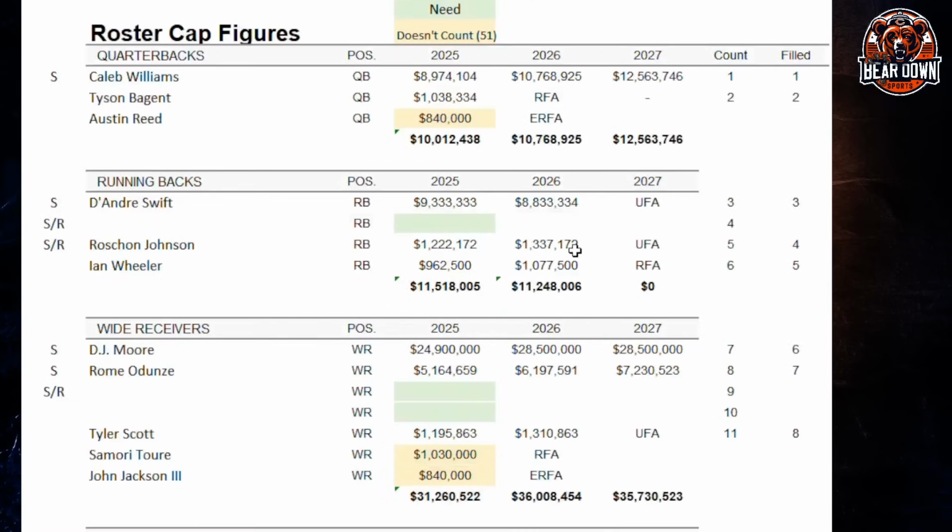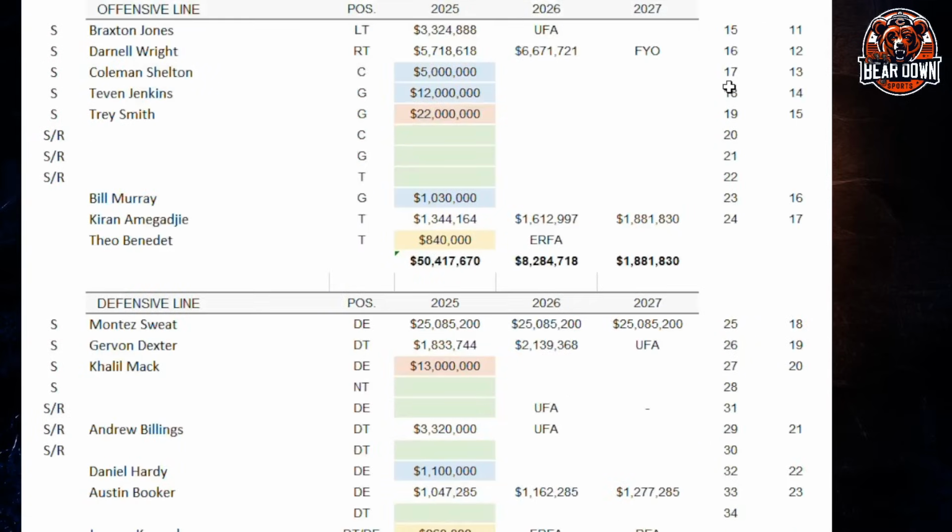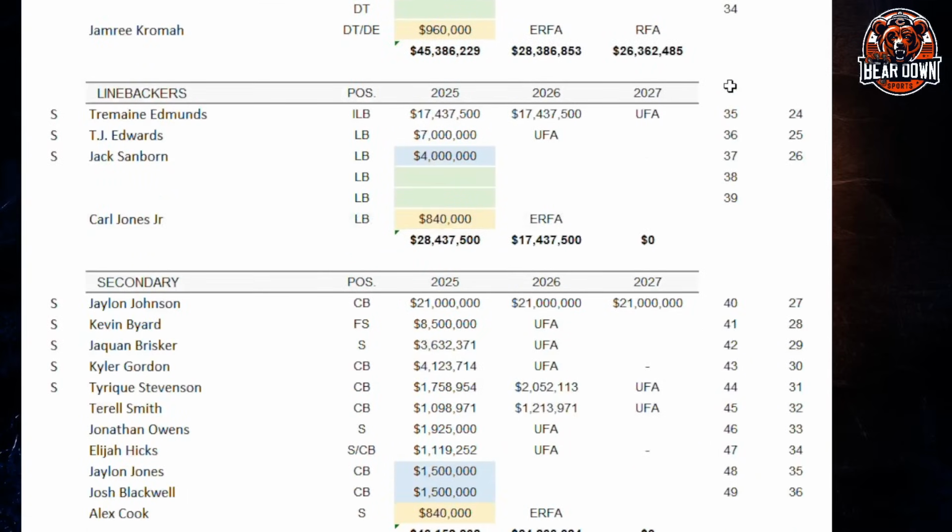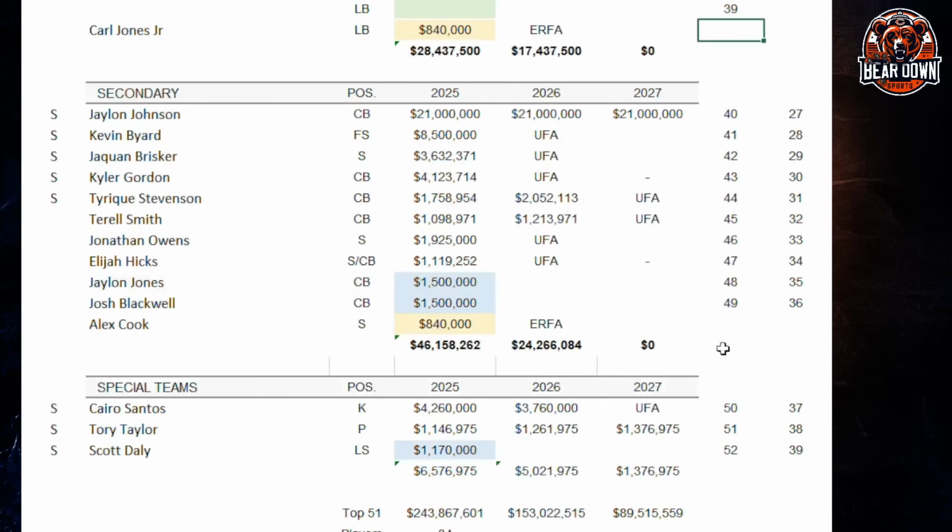So let me go up here from the top. Okay, so here's the count where we need to be. By the time we're done, we need to have our 52-man roster, not counting your guys that are your practice squad, your future reserve contracts. We're not counting those, okay? So all the way down here, we get to 52.